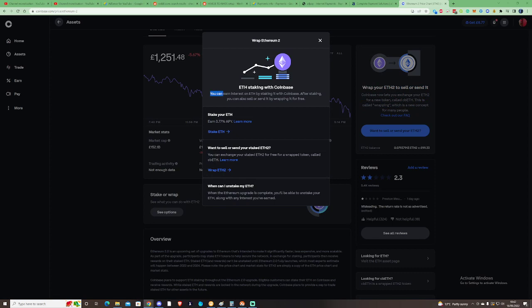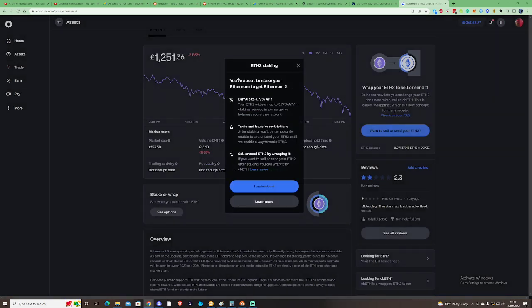So let's see what it says there. You can earn interest on ETH by staking it with Coinbase. After staking, you can also sell or send it by wrapping it for free. Okay, so what you need to do is press stake ETH. Make sure you read through all the information. So you're about to stake your ETH to get Ethereum 2. Earn up to 3.77%, trade and transfer restrictions.